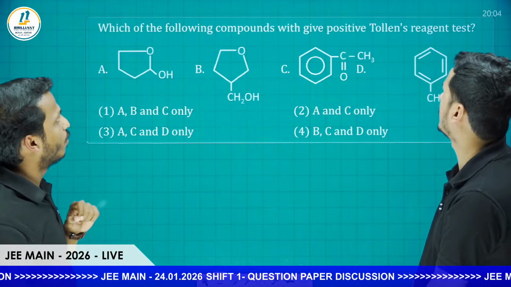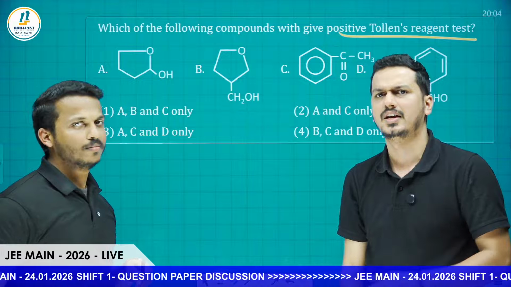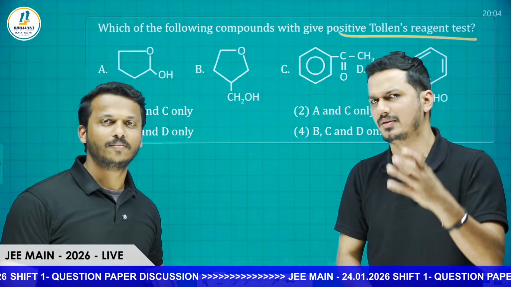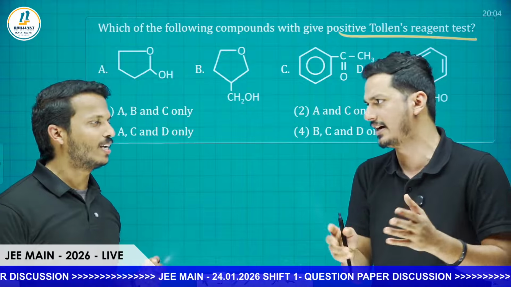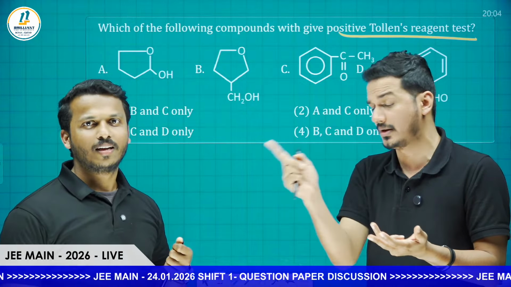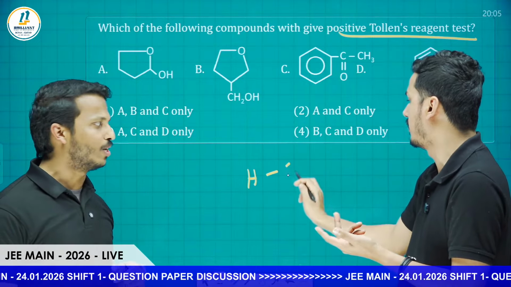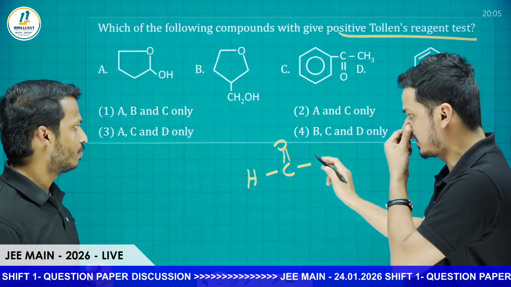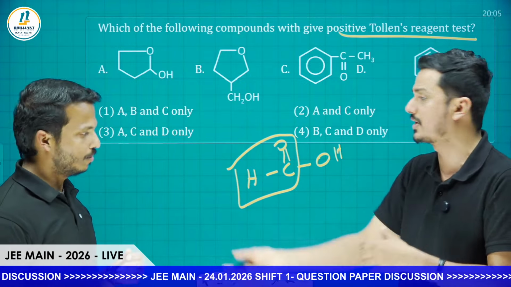Next: which of the following compounds will give a positive Tollens test? You must remember that the Tollens test is mainly given by aldehydes. Formic acid can also give it, which is used to distinguish formic acid and acetic acid, because formic acid contains an HCO aldehyde group that will be oxidized to carbon dioxide.